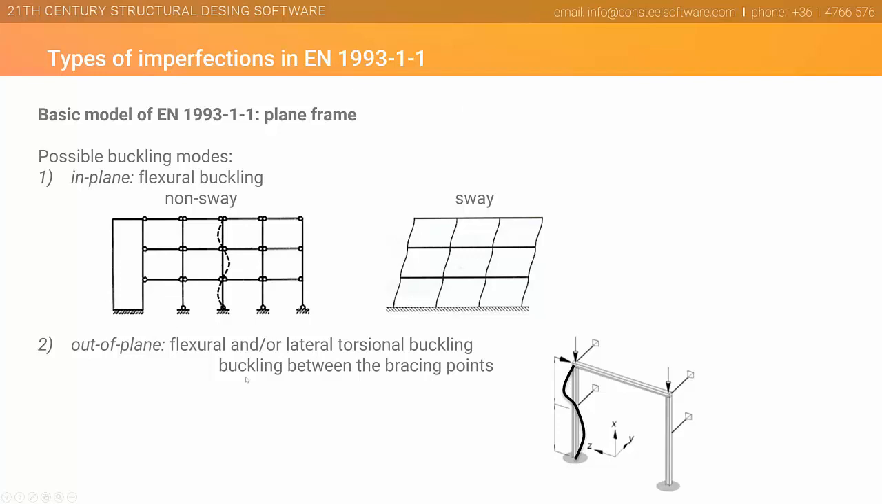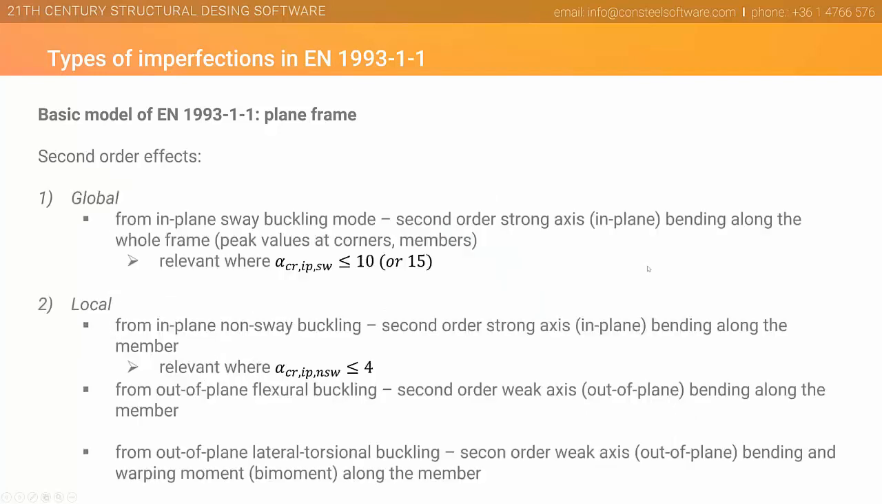And out of plane, we consider that the frame is properly braced basically at the nodes, but sometimes on the member as well, out of plane. And the out of plane buckling can be flexural and/or lateral torsional buckling between the bracing points. From these basic types of buckling modes, we can have two types of second order effects, global and local ones.